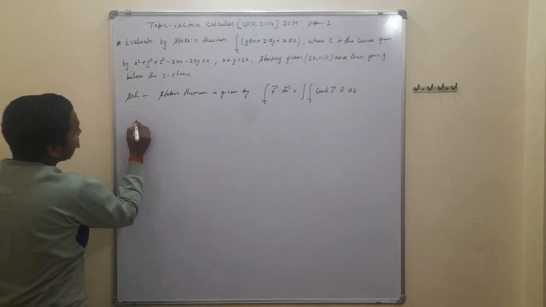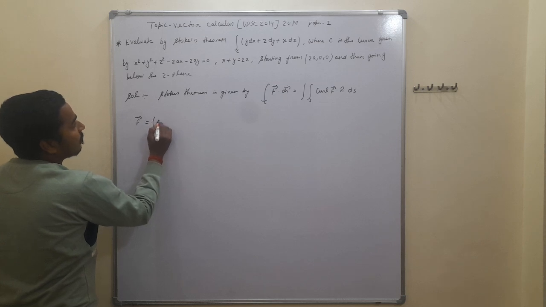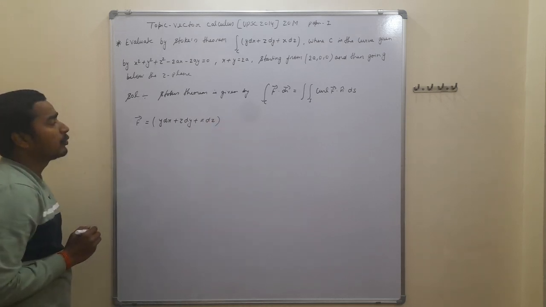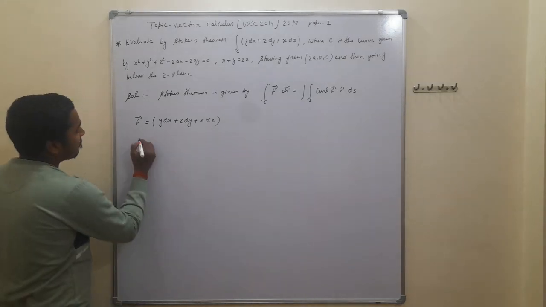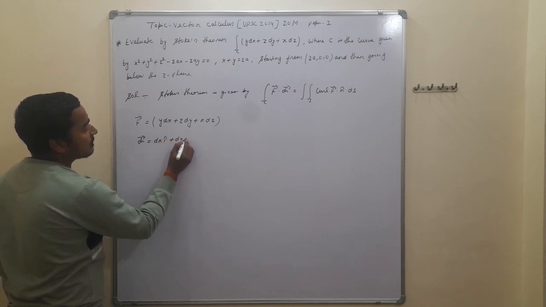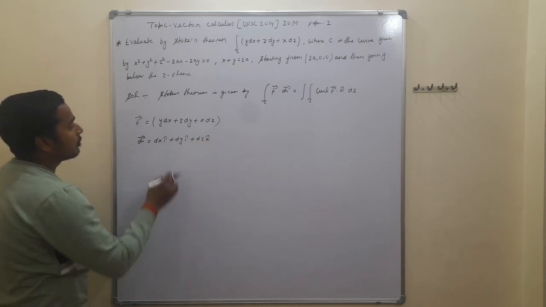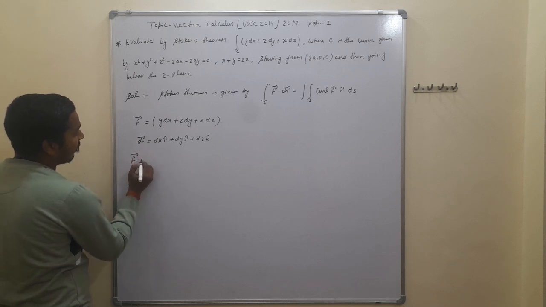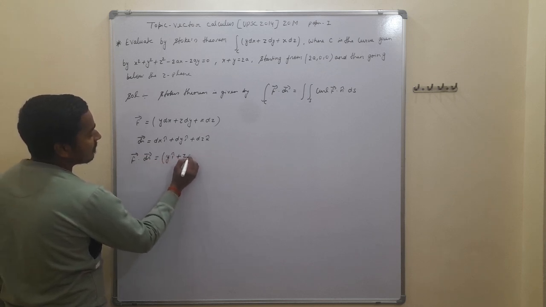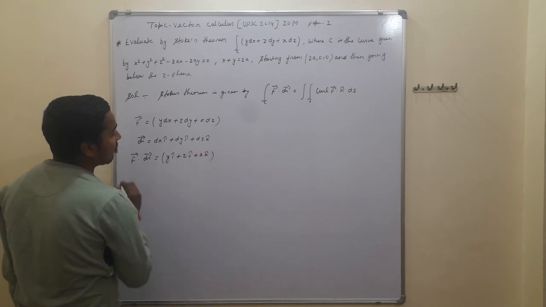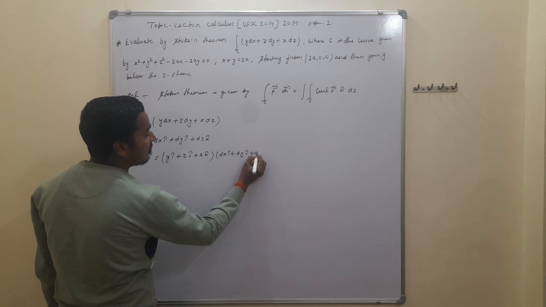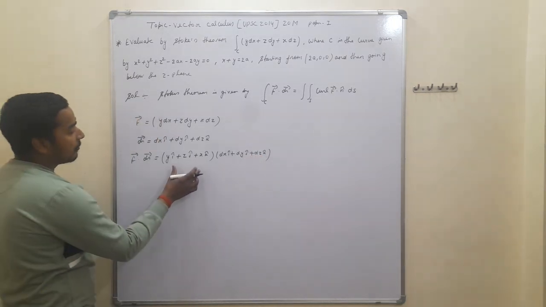Here f vector is given by y dx + z dy + x dz, and we have to first write it in the form of f · dr. We know that dr vector is given by dx i cap + dy j cap + dz k cap, so f · dr vector is equal to (y i cap + z j cap + x k cap) · (dx i cap + dy j cap + dz k cap), and when we multiply we get the above result.